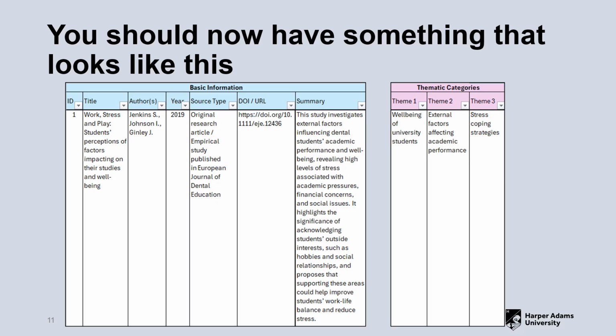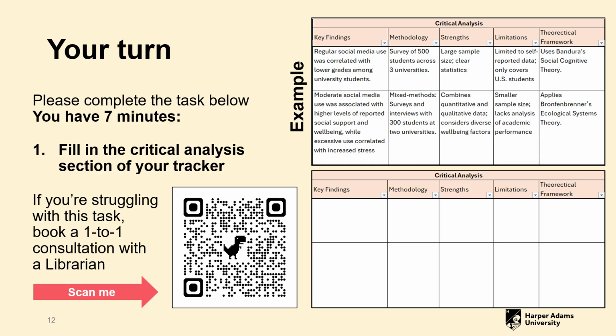Your Excel tracker should now look like this. You should have filled in the basic information of the piece of information you are looking at, and also identified three key themes that are running through the literature. For the next step, fill in the critical analysis column on your tracker. The methodology section refers to how the research was conducted, and the theoretical framework column should tell us what kind of concepts shaped the author's interpretation of their research.